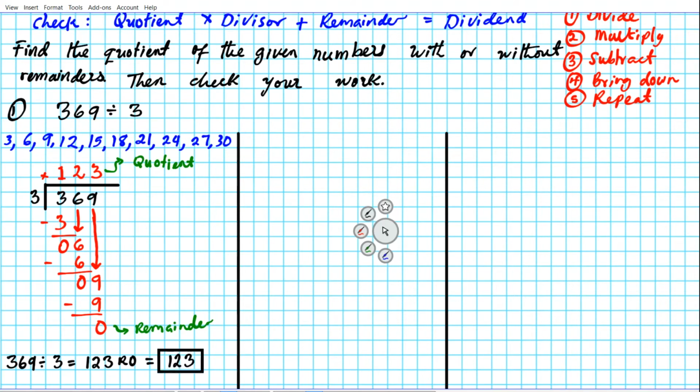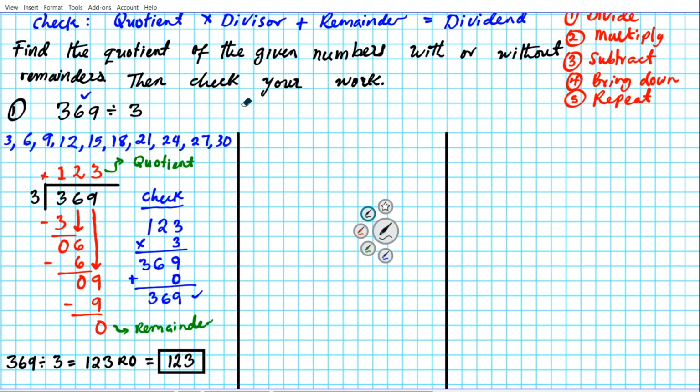Now, is our answer correct? Well, we need to check. That's what the check is for. We're going to check by multiplying. Remember, the inverse of division is multiplication. We're going to multiply the quotient that we got, 123, by the divisor. If we get the dividend, and add the remainder of course, and if we have the dividend as a result, then our answer is correct. 3 times 3 is 9. 3 times 2 is 6. 3 times 1 is 3. Our remainder is 0. We don't have to do it, but let me just show you. You just add the remainder. Does this number match our dividend? Absolutely. Check, check. Our answer is correct.